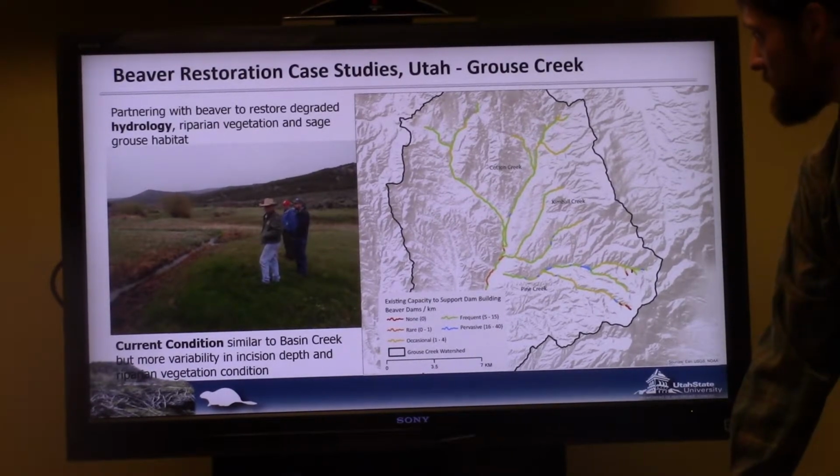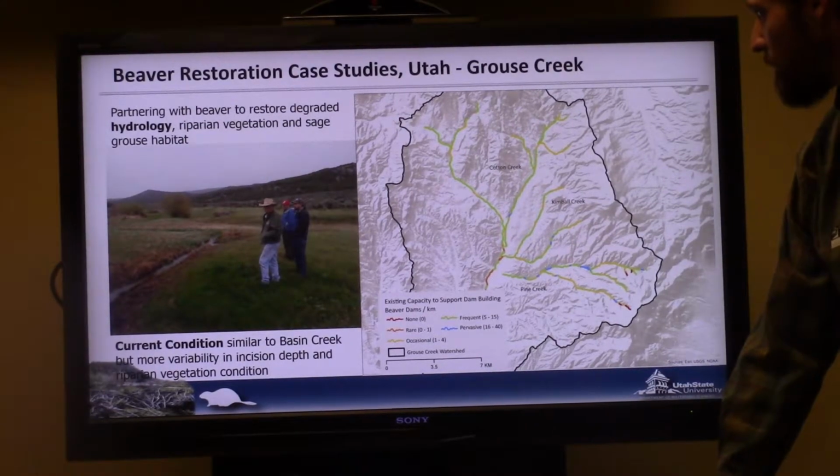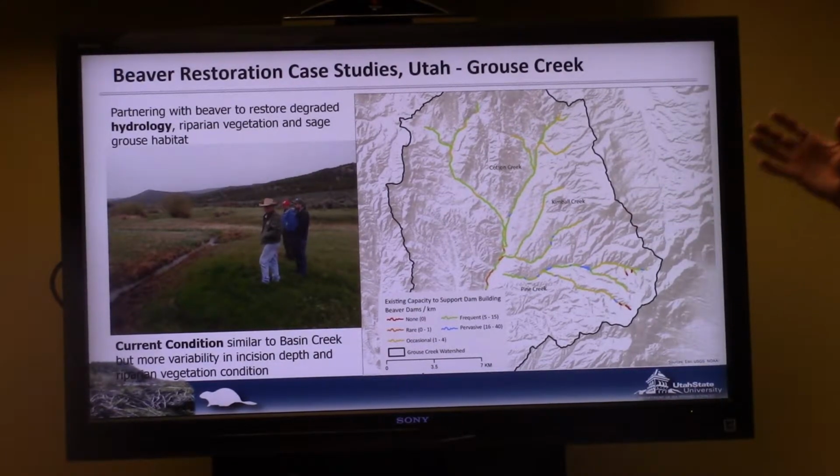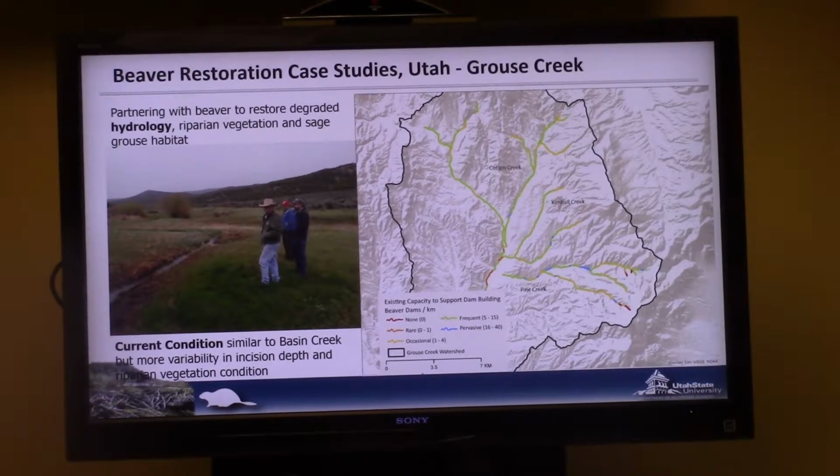So the current condition in Grouse Creek is again pretty similar to Basin Creek, but there's a lot more variability in geomorphic setting in terms of incision depth and the condition of riparian veg. So we can try out these different techniques across a range of different conditions to essentially try and identify the minimum level of effort that we can do in a particular place to garner the most benefit.